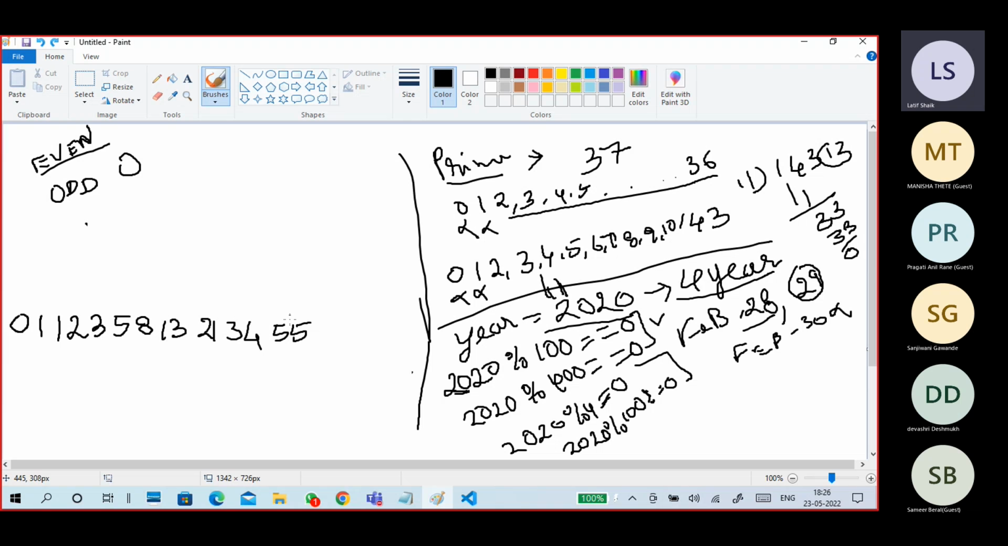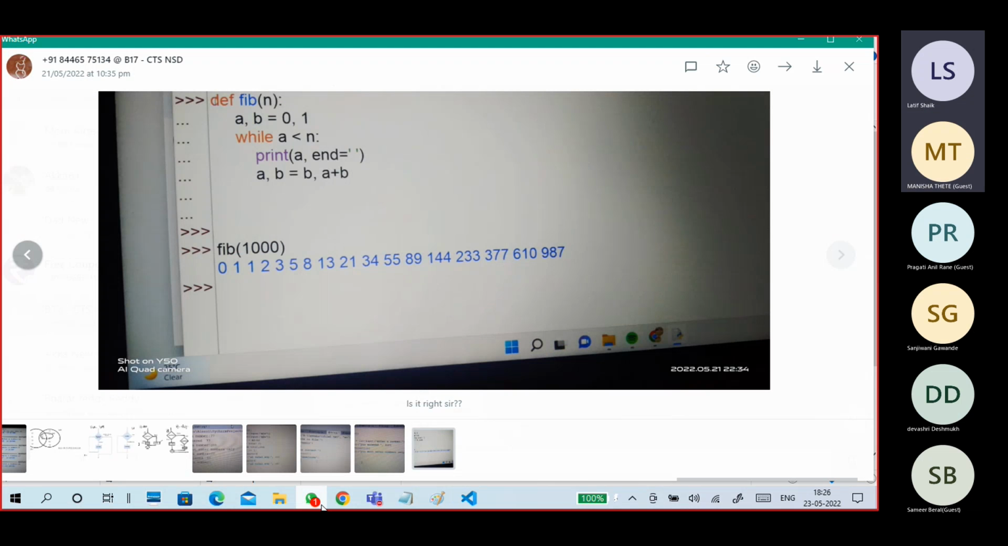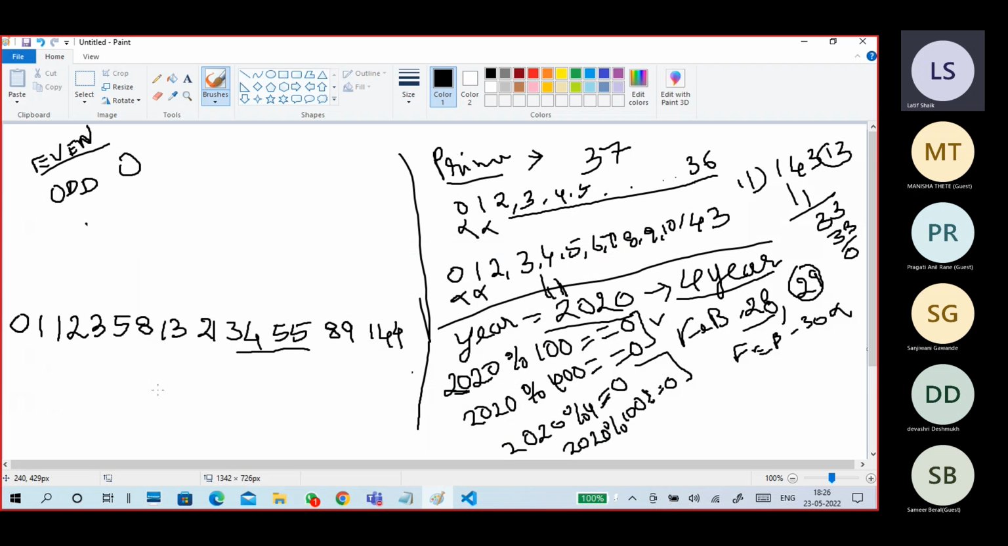So like that we are adding. 34 plus 55, 89. Okay, now 55 plus 89. So then it is 144. Correct? Yes. You got the output correct. Okay, 144. Look at this: 89, 55, 34, 21, 144, 233, like that.